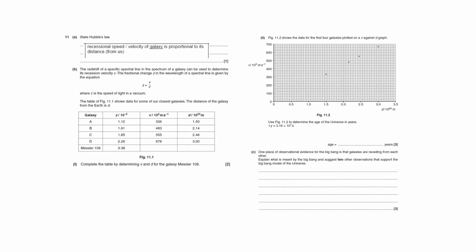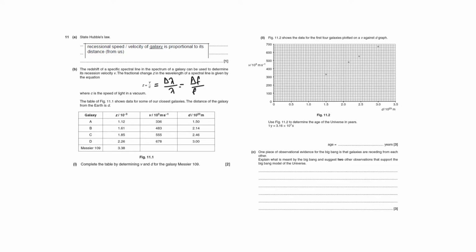For part B, the redshift of a specific spectral line in the spectrum of a galaxy can be used to determine its recessional velocity v. The fractional change z in the wavelength of a spectral line is given by the equation z equals v over c, where c is the speed of light in a vacuum. Now, if you recall, certainly in some of the sheets that you should have read, not necessarily in the last video, that is the same as delta lambda over lambda, which is the same as delta frequency over frequency.